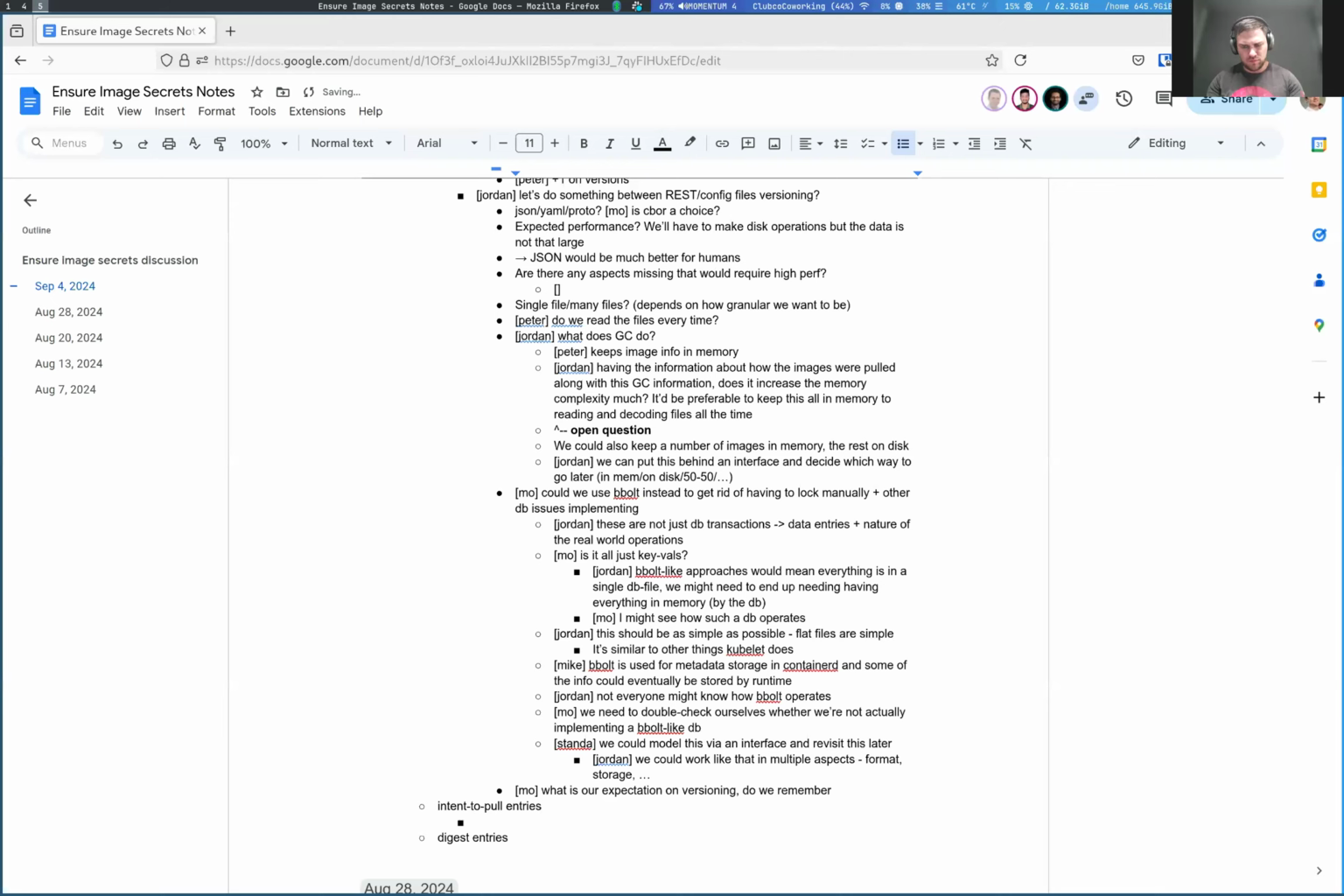When the kubelet starts, we're already saying we're going to have to initialize this thing. And part of initializing is going to see, do we have stuff left over from when we previously crashed? Are there intent to pull things we need to deal with? So there's already sort of an initialization step, right?